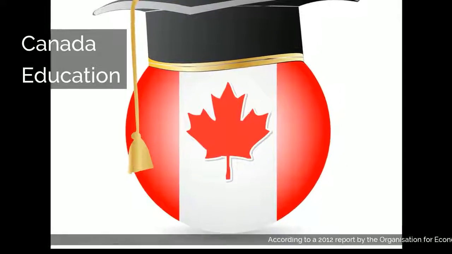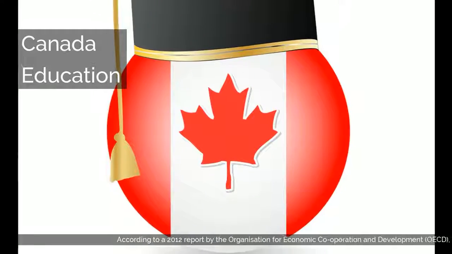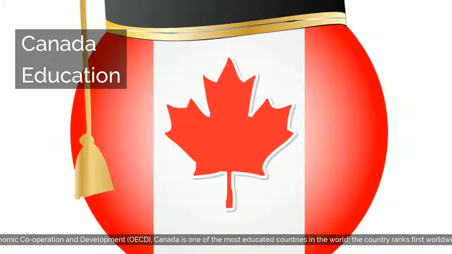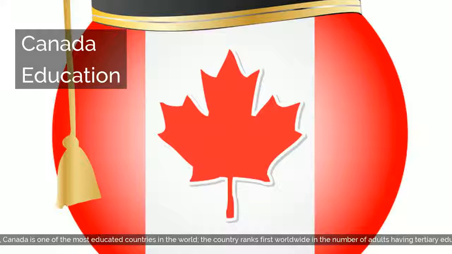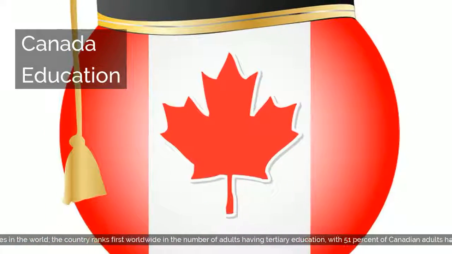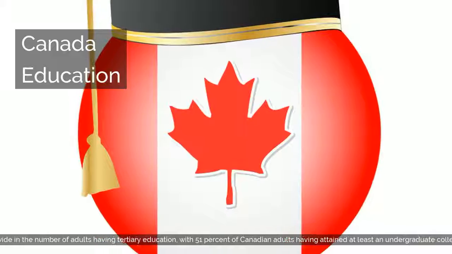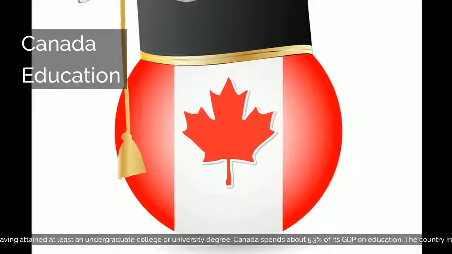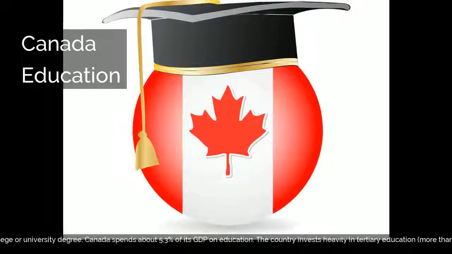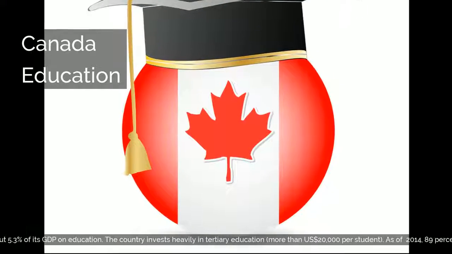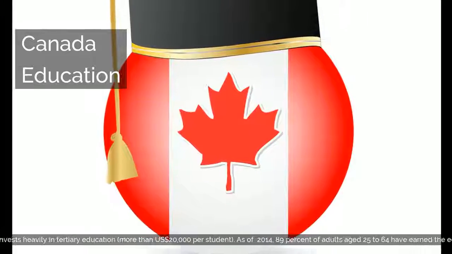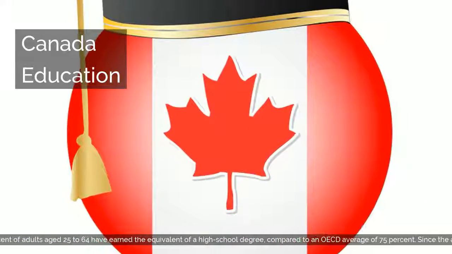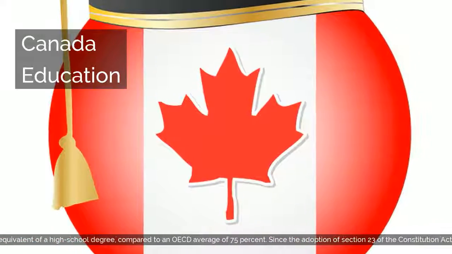According to a 2012 report by the Organization for Economic Cooperation and Development, OECD, Canada is one of the most educated countries in the world. The country ranks first worldwide in the number of adults having tertiary education, with 51% of Canadian adults having attained at least an undergraduate college or university degree. Canada spends about 5.3% of its GDP on education. The country invests heavily in tertiary education, more than $20,000 per student. As of 2014, 89% of adults aged 25 to 64 have earned the equivalent of a high school degree, compared to an OECD average of 75%.